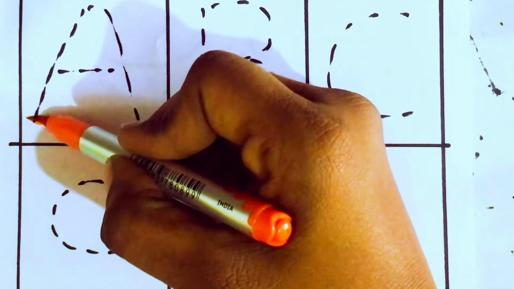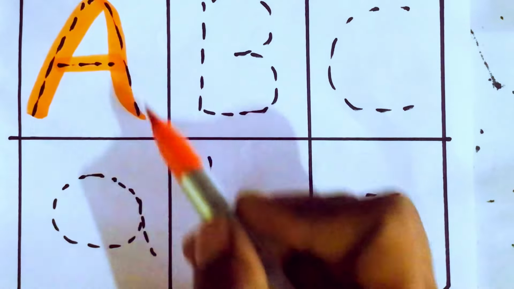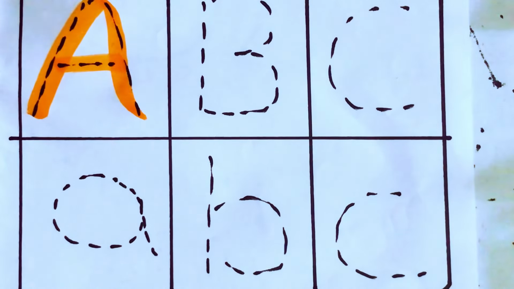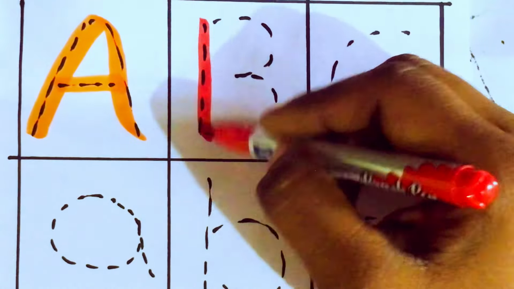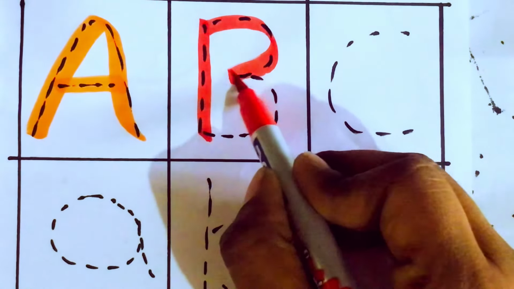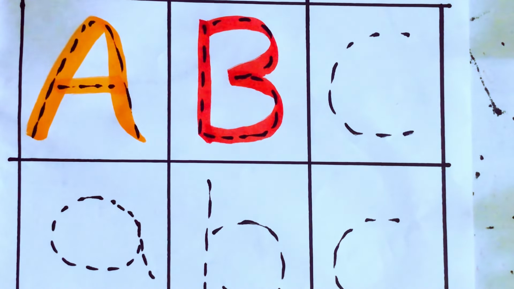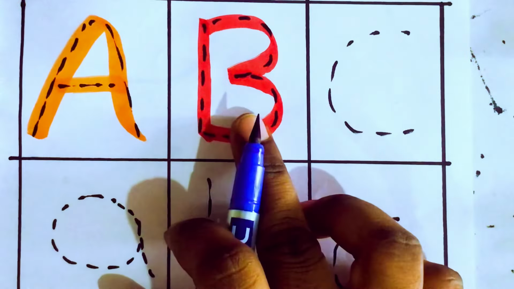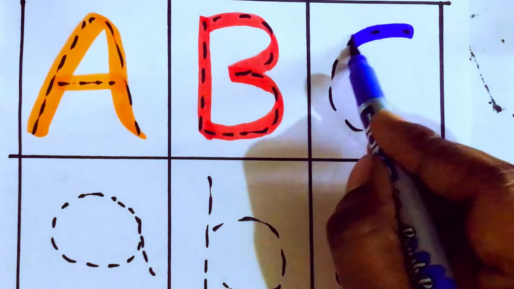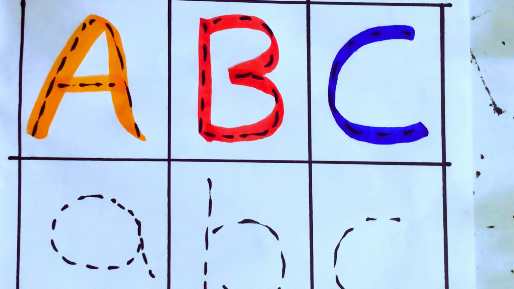First of all, A for apple, A-P-P-L-E, apple. Red color, A after B, which letter kids? B for bat, B-A-T, bat. Blue color, B after C, which letter kids? C for cat, C-A-T, cat.